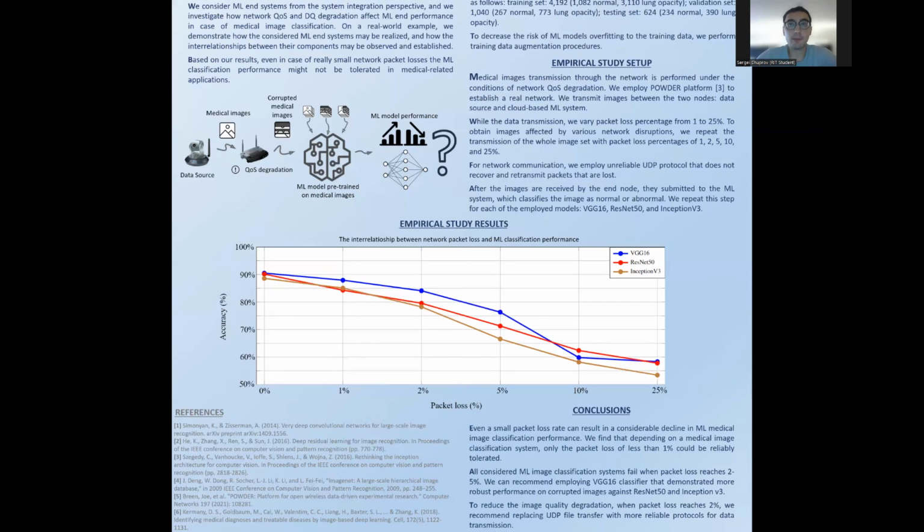So based on our results, even in case of really small network packet losses, the machine learning classification performance might not be tolerated in medical-related applications. And this question needs to be addressed by both the machine learning and medical communities when they make their decisions based on the medical images.